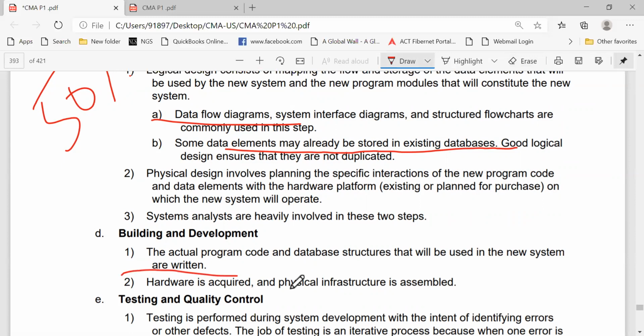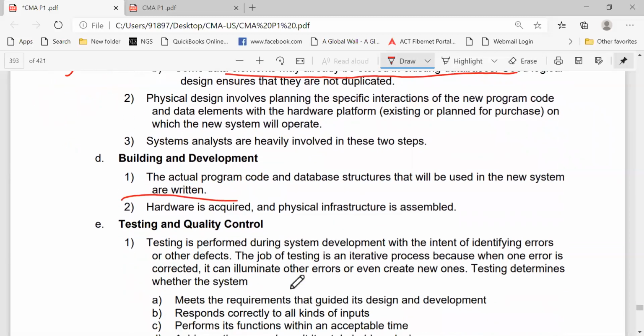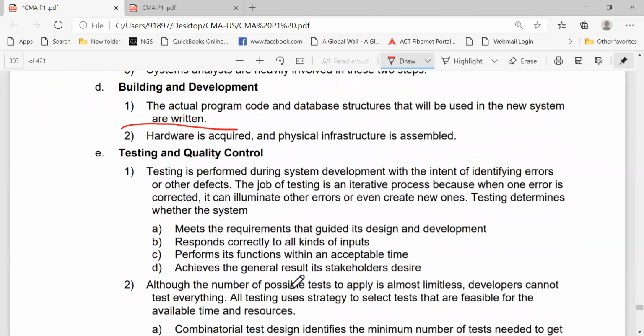Now hardware is acquired if it is required, and then it would be assembled. Then comes one major point where most of the systems are understood, whether they can run properly or not, and that is nothing but your testing and your quality control, QC.